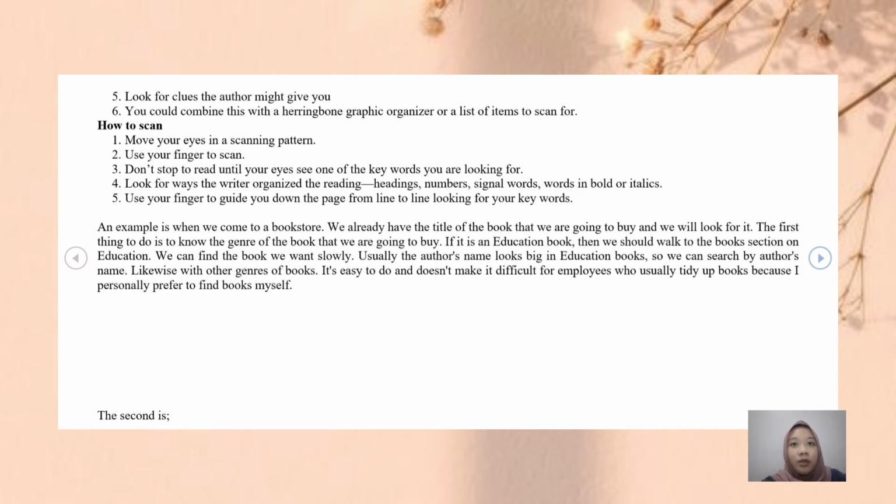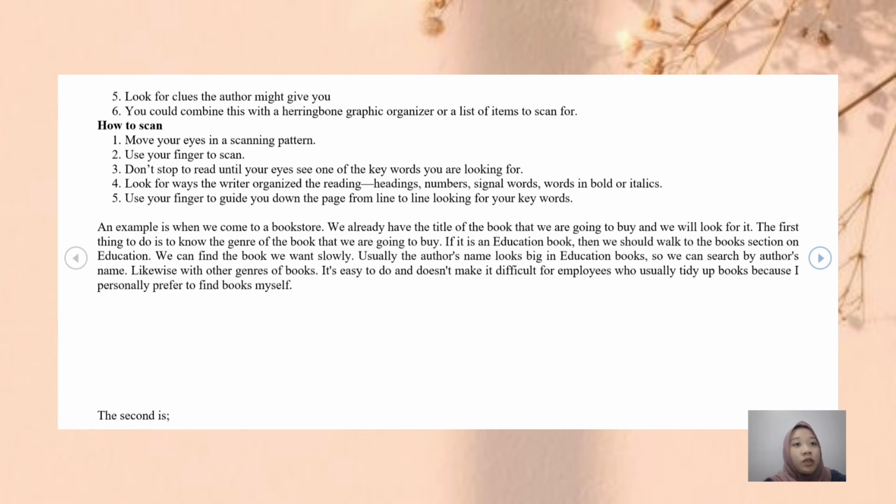An example is when we come to a bookstore. We already have the title of the book that we are going to buy and we will look for it. The first thing to do is to know the genre of the book we are going to buy. If it's an education book, then we should walk to the book section on education. We can find the book we want slowly.